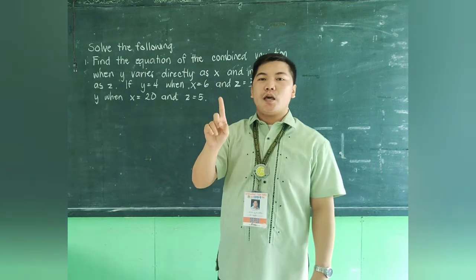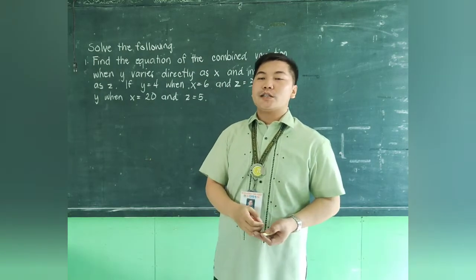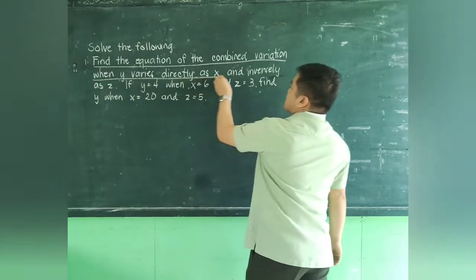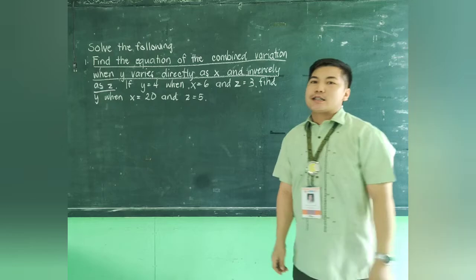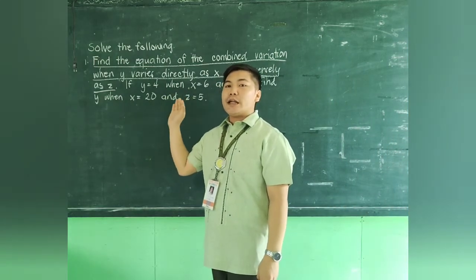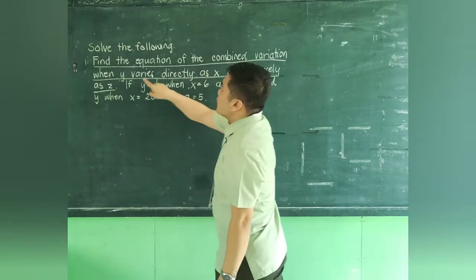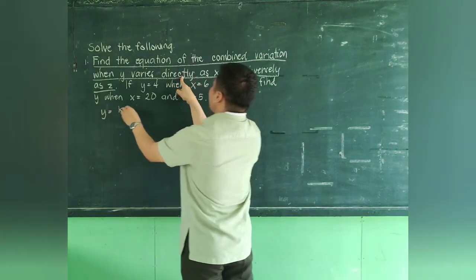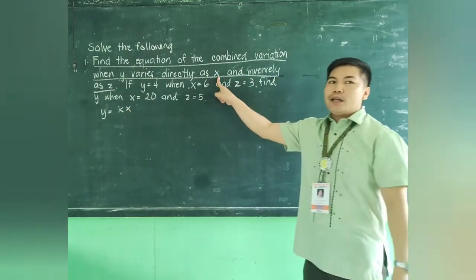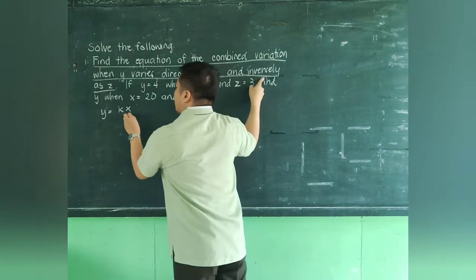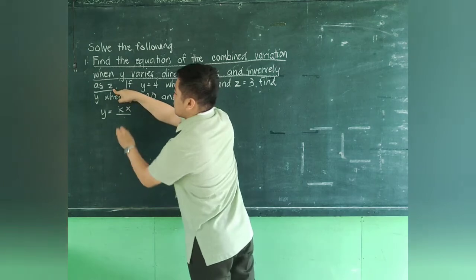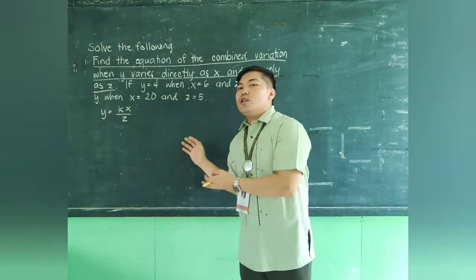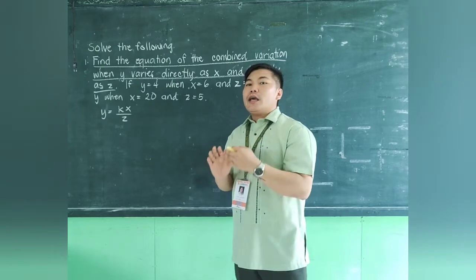Ang unang step natin is to make our variation equation or simply the equation. Saan mong gagaling yun? Doon sa unang part natin, find the equation of the combined variation. So, hanggang dun sa unang sentence. So, kung ano yung unang nabanggit na variable, yun yung una natin isusulat. So, we have when y varies directly. Okay? So, y varies directly as x. And inversely. So, ibig sabihin, i-apply din natin yung sa inverse. And inversely as z. So, tandaan natin kapag combined variation yung ating ginagamit, it is a combination of direct, joint, or inverse.